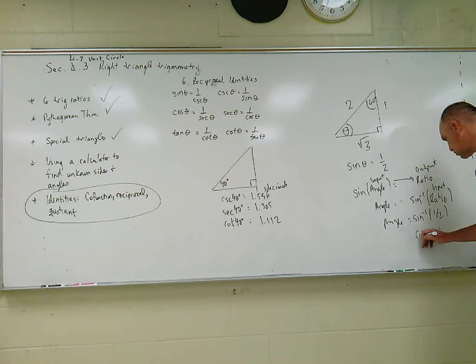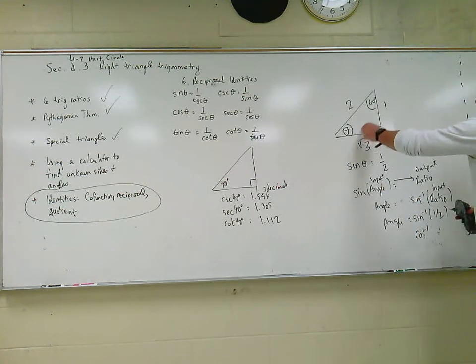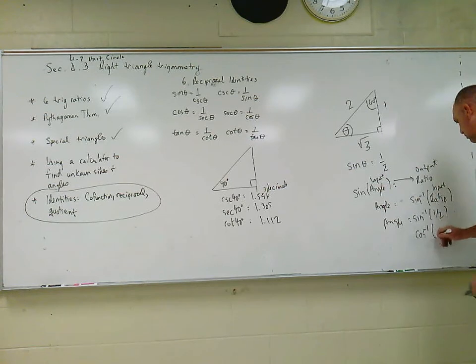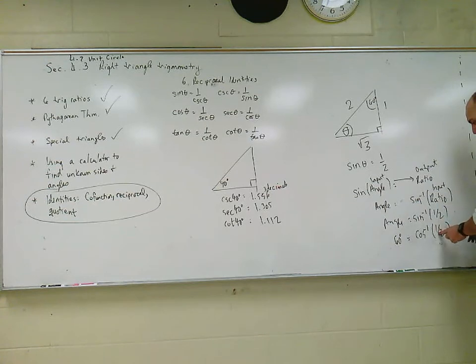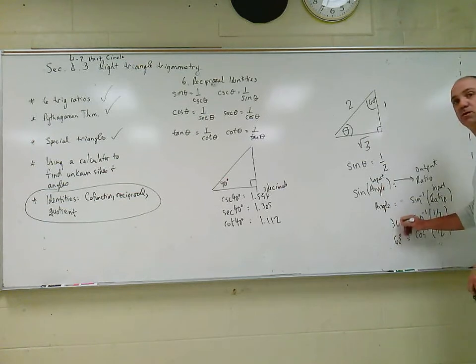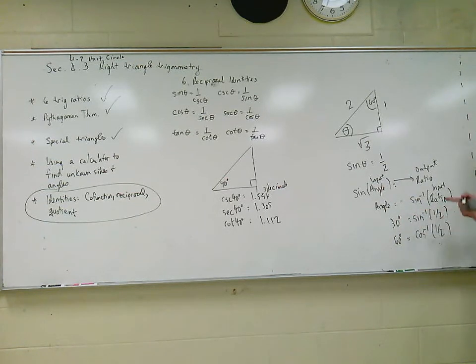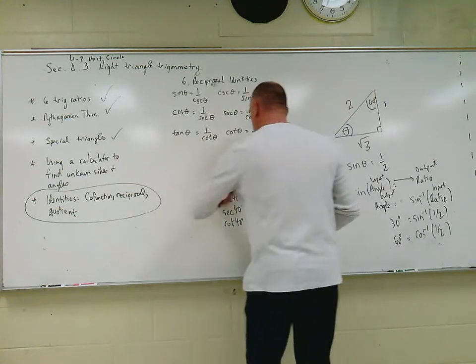So if I do inverse cosine of 1/2, I should get 60 degrees. If I do inverse sine of 1/2, I should get what? 30. And that's what it does. So how do these buttons work? You input the ratio, your output is the angle. It works backwards. Okay? I'm going to show you in a second why we might need that. You're going to do some simple calculator problems. I'll just show you a couple here.